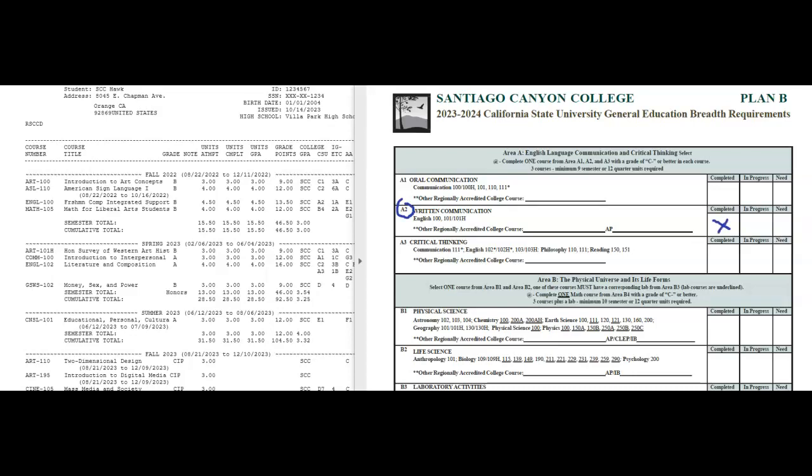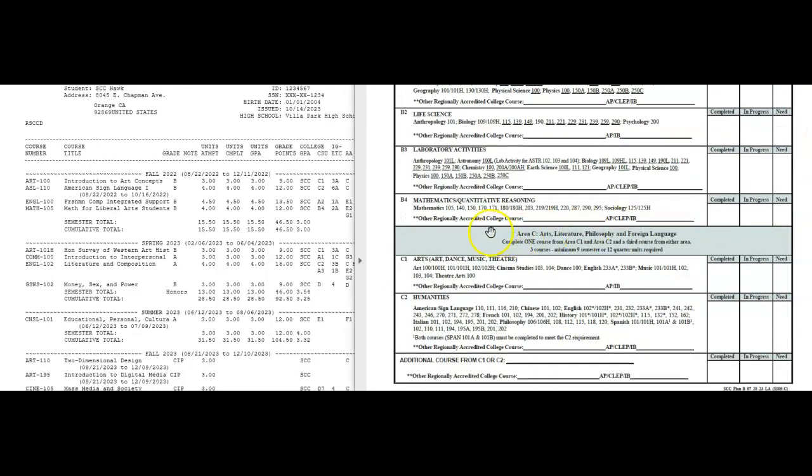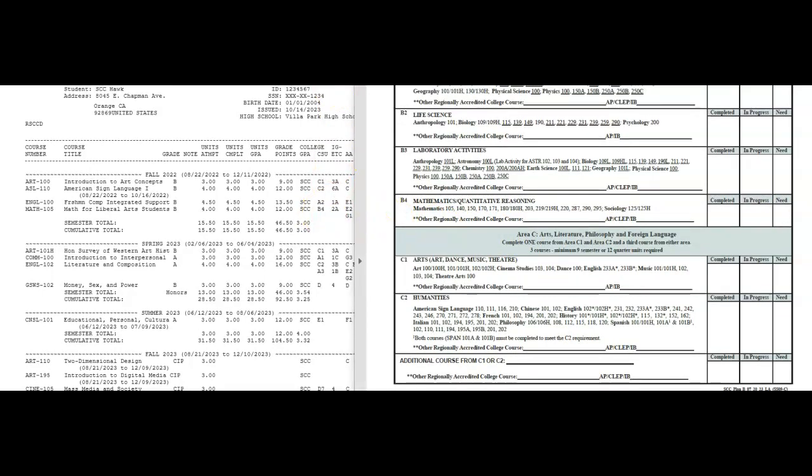Math 105 is going to be down in area B4. Okay, there it is. You match it up, B4 right there, and then you can put that as completed. So I want you to do that matching up of the different areas.